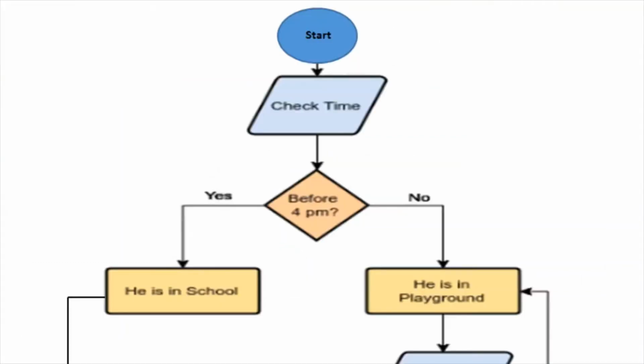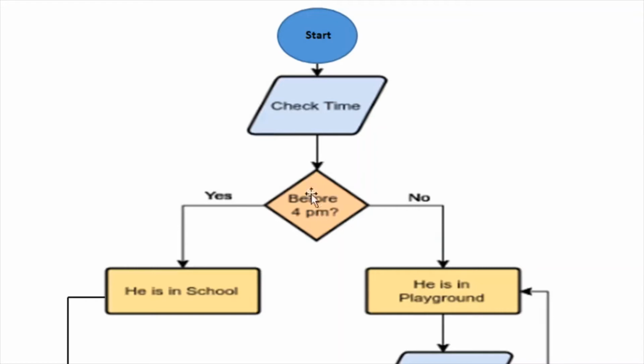So here we are going to move on to our next example. It's just a simple example in which we are going to check the schedule of a kid by checking time. So first we are going to use the symbol for starting. Write start inside, then an arrow. Then as input we have time. So we can write check time, see time, what time is it. Because we are taking time as input, we write it in the parallelogram. You can also write it inside a processing symbol as well.